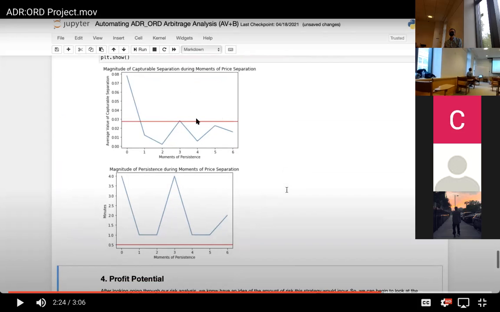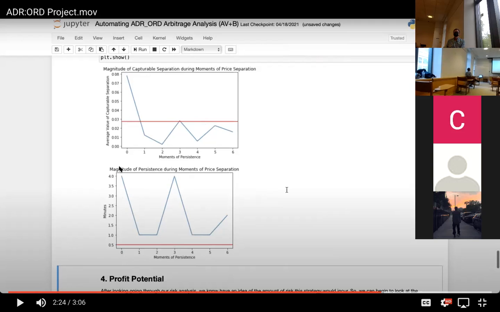So maybe this is indicative of, well, there was no major single shock that drove all of our profit for the day. So maybe there are these consistent little shocks that we can consistently capture. The second graph is doing the same thing. It's measuring the moments of persistence.